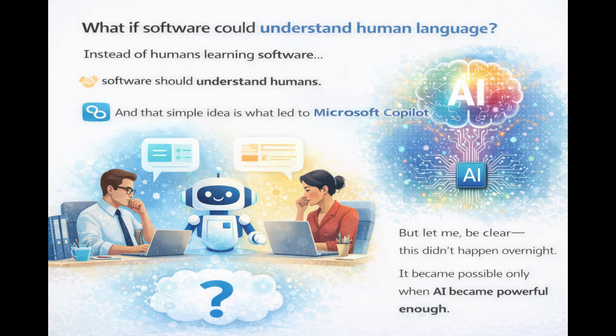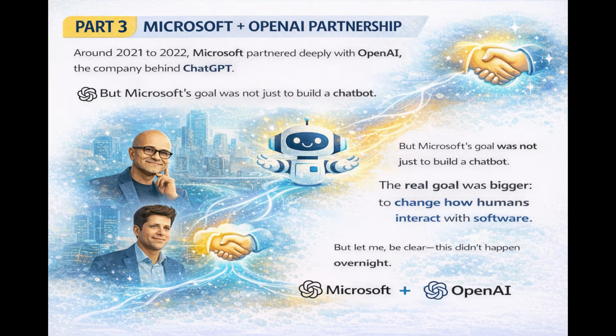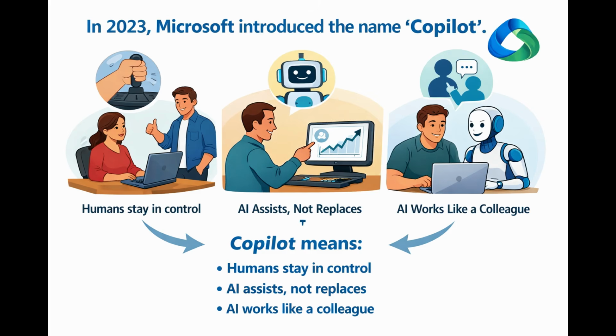But let me be clear, this did not happen overnight. It became possible only when AI became powerful enough. Around 2021 to 2022, Microsoft partnered deeply with OpenAI, the company behind ChatGPT. But Microsoft's goal was not just to build a chatbot, the real goal was bigger, to change how humans interact with software. In 2023, Microsoft introduced the name Copilot. It means humans stay in control, AI assists, not replaces, AI works like a colleague.